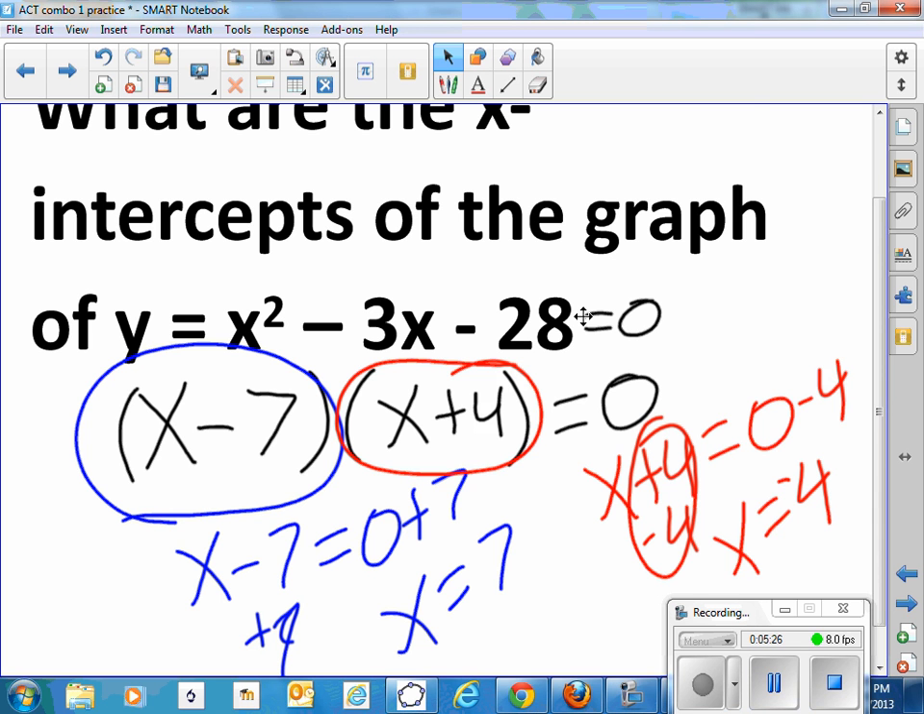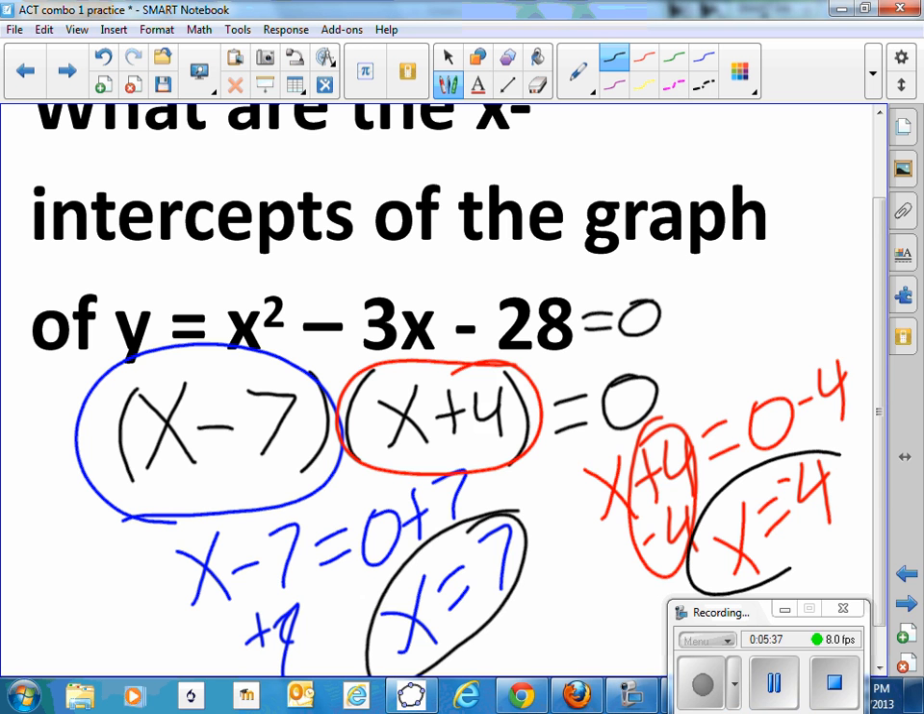So the x-intercepts of the graph, there are two places where this crosses the x-axis: when x equals 7 and x equals negative 4.